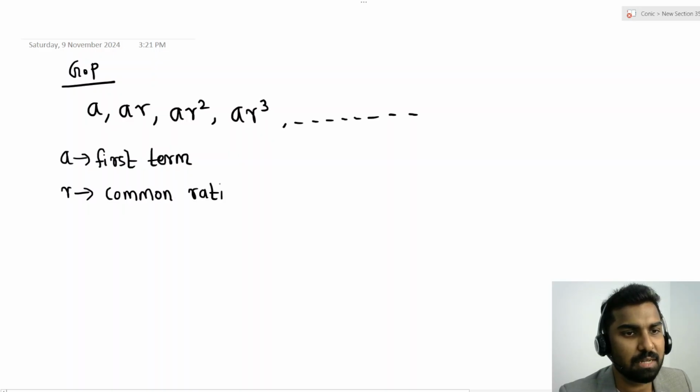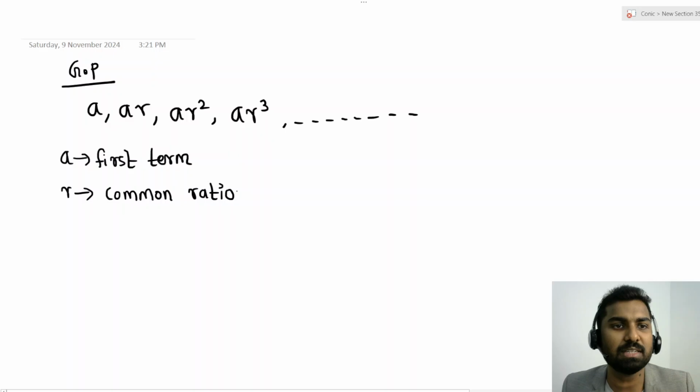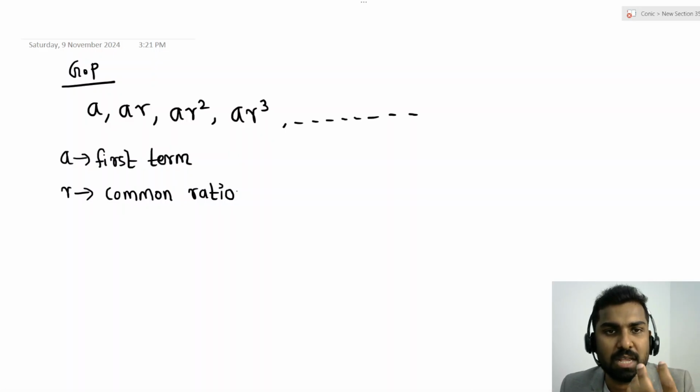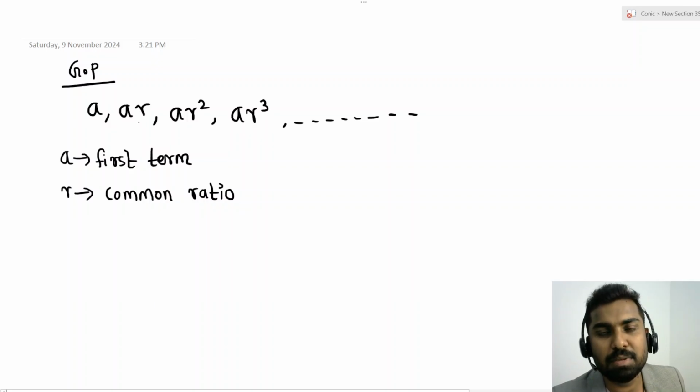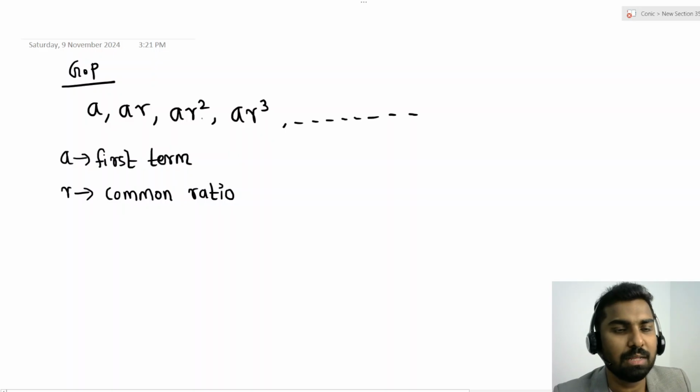So the first term is a, second term is ar, third term is ar square, fourth term is ar cube. That means the power of r is one less than the term number. Fifth term means ar to the power 4. So 10th term means a into r to the power 9. First term is a, second term is a into r to the power 1, third term is a into r to the power 2, etc.